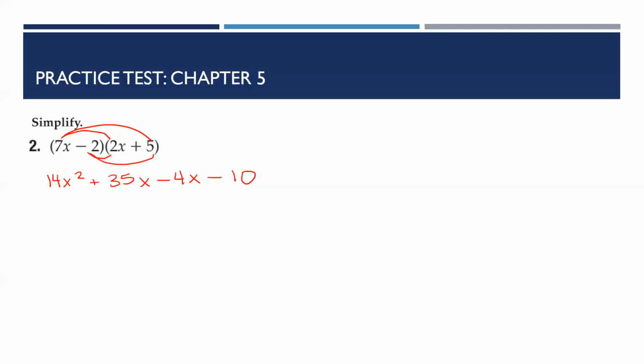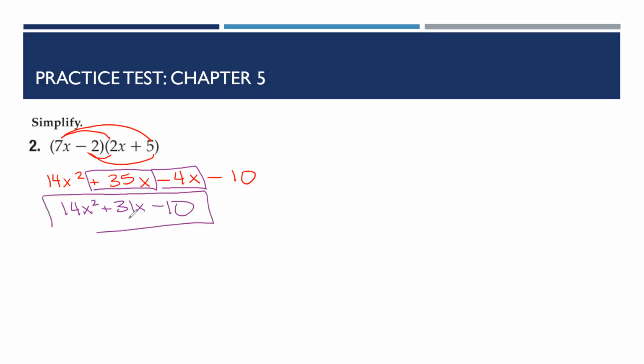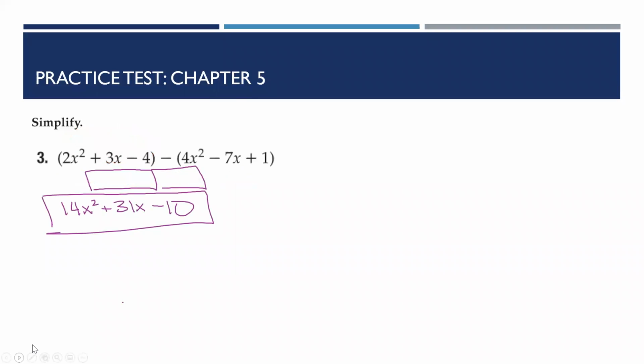I'm going to combine like terms. I have 35x minus 4x is 31x. And that is a positive 31x. And I still have my 14x squared and my minus 10. And that is as far as I can go. Okay. All right.